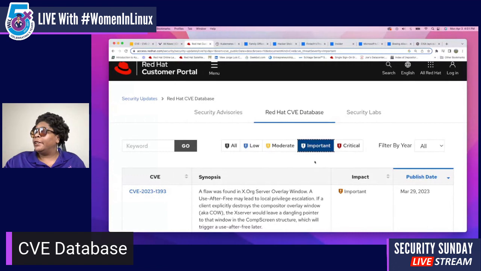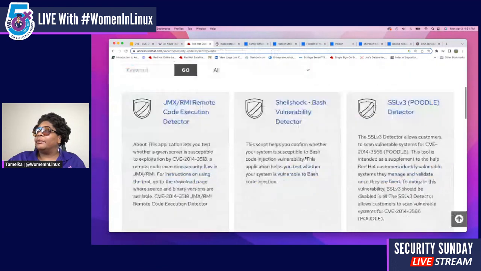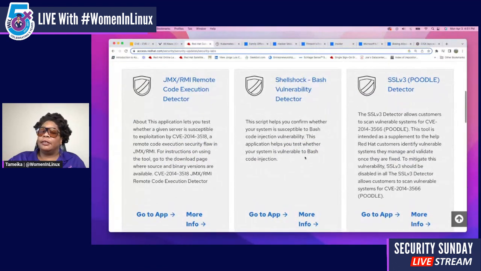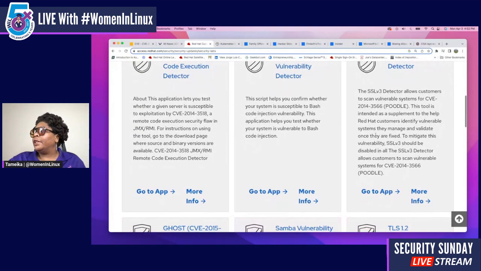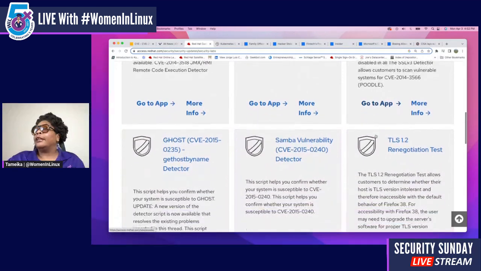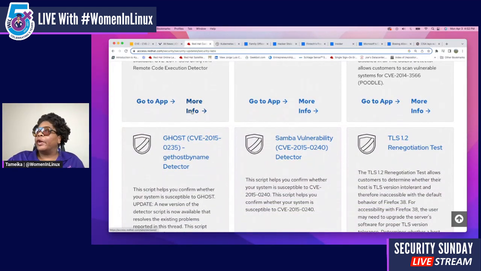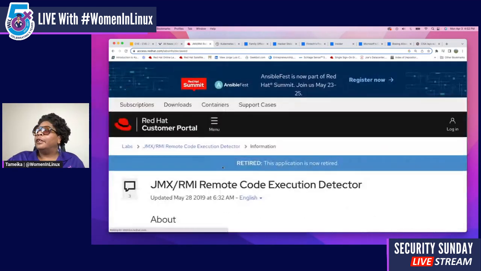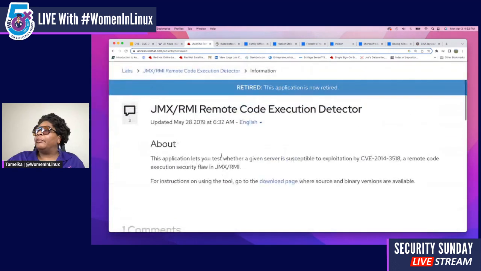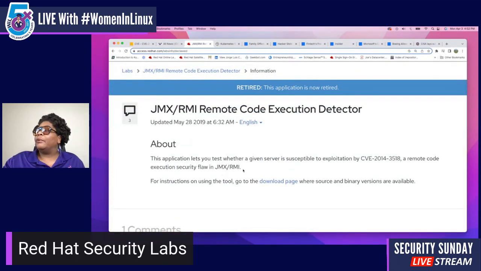And then here they have security labs. This is on the Red Hat site. This is strictly for Red Hat and Linux, and they show you like, hey, this CVE here, the Shellshock, the SSL CVE, they walk you through, if you go here, more info, what it was about, what it affected, and instructions on the download page to check to see if your system has that issue, right?